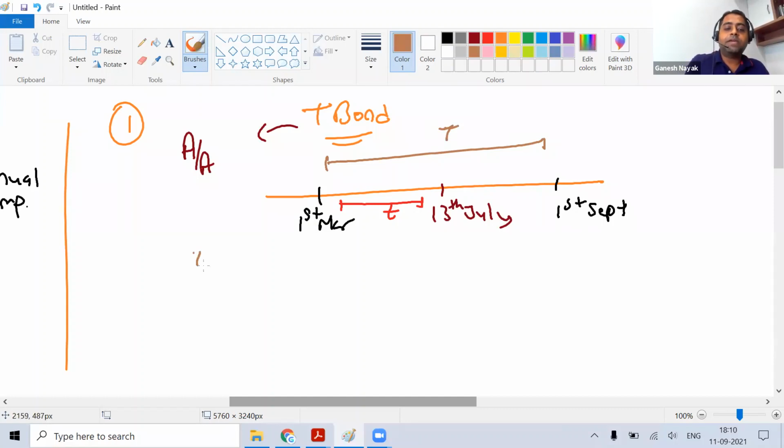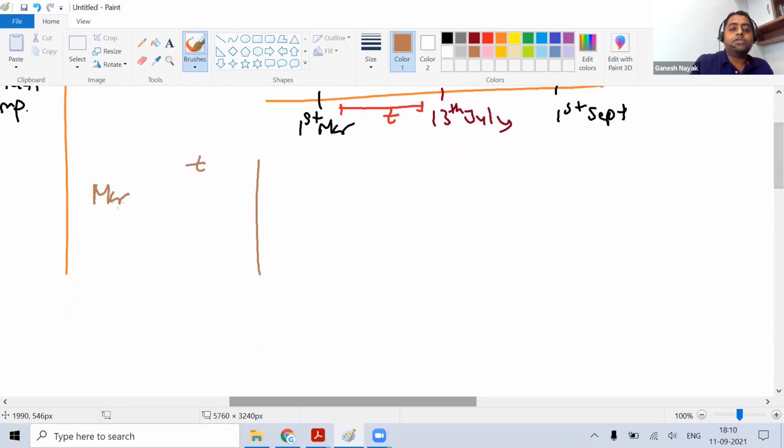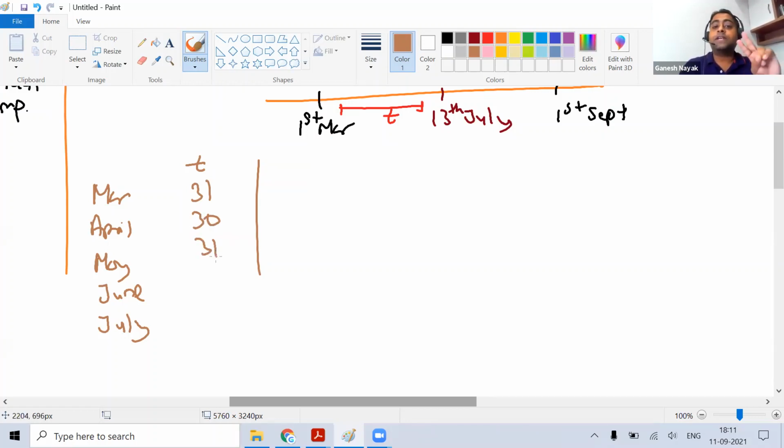First let me calculate the smaller T, from 1st March to 13th of July. So it's going to be March, April, May, June and July. How many days in March? 31, then 30, 31, because we are taking actual dates, as the day count convention is actual in the numerator and actual in the denominator. So 31, 30, 31, then the entire June also, but in July I will be taking only 12.